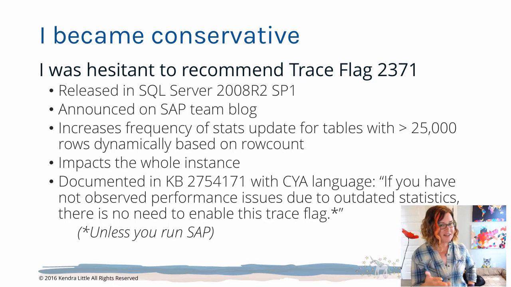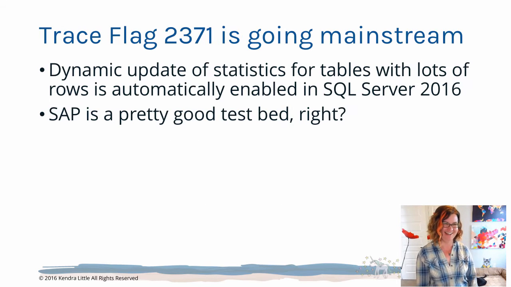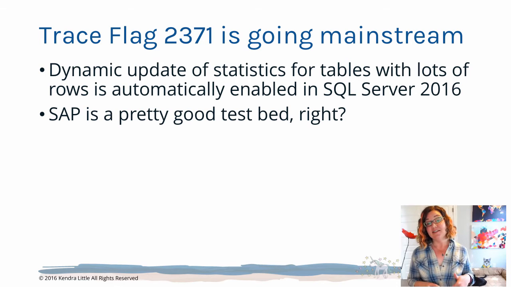And the KB that came out on this doesn't just say, hey, sure, turn it on. It says you don't need to turn it on if you haven't had performance problems due to out-of-date stats. But you should probably turn it on if you're running SAP, because we really want you to turn this on. Now, these days, this trace flag is seriously going mainstream. And if you think about it, SAP running on SQL Server is a pretty good testbed use case, but other people have been using it as well.